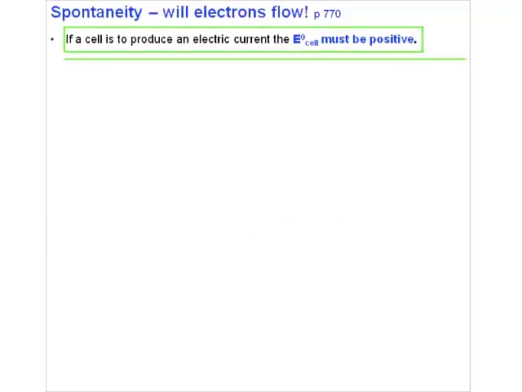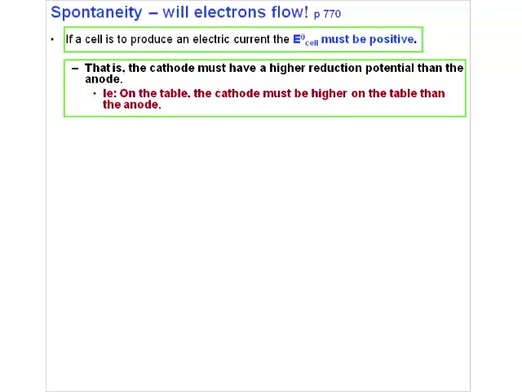Every time we do this, if the E cell ends up being a positive value, that means the electrons are flowing in the direction that we have it written, from the anode to the cathode. So if we do a calculation, the E cell is going to be positive if the electrons are going to move spontaneously. If I'm on top of a hill and I throw a rock out across, the rock is always going to fall down. That's a spontaneous direction because the rock has high potential energy. It's going to lose its potential energy as the rock falls.